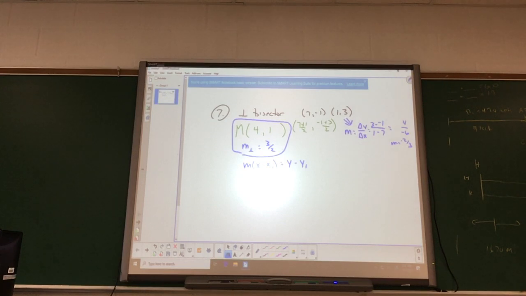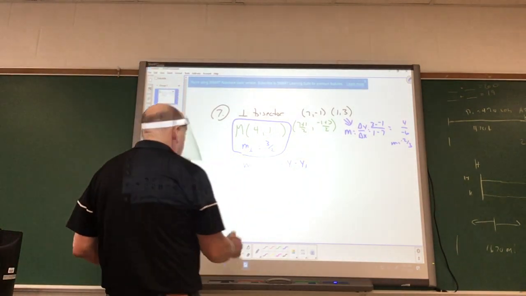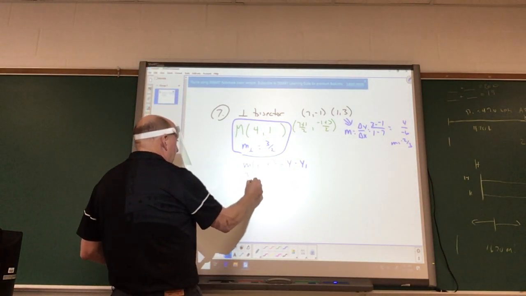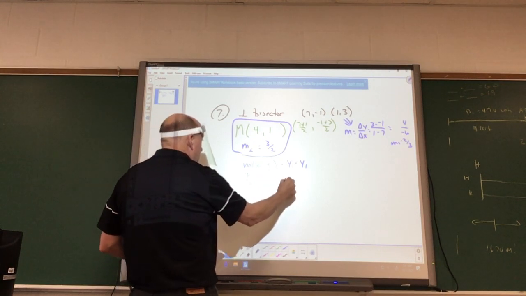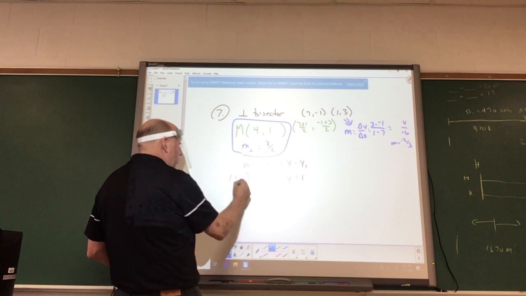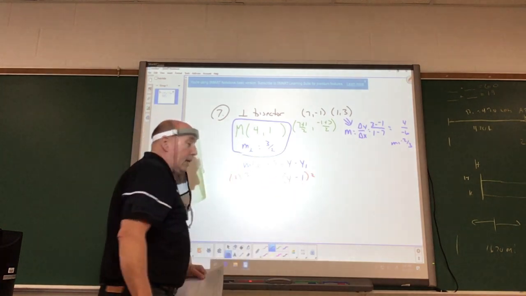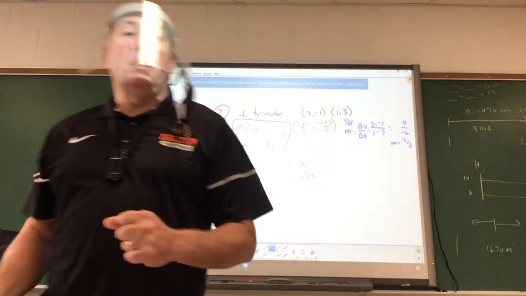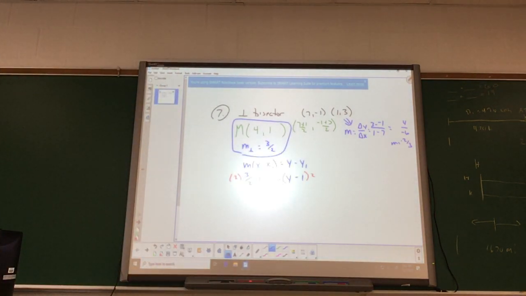So we have 3/2, x minus 4, then get into a form that we can deal with. Multiply both sides by your value of 2, and then get into form ax plus by is equal to c, or if you go y equals mx plus b, that is fine also. I typically go ax plus by is equal to c because I don't like to include the fractions here.